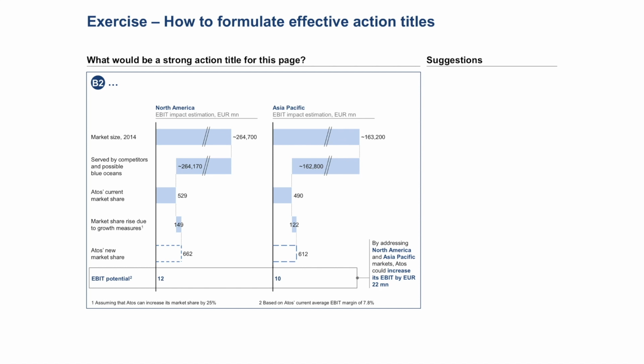What you see here is a page, and I deleted the action title from the page. It's not important that you understand all the nitty-gritty details, but just to quickly give you the summary, you see here two regions, North America, the first column, and the second column, Asia Pacific. And then there is some quantification of the EBIT potential. EBIT is a term for the profit of a company. So here's basically a profit potential if the company would decide to enter these regions.